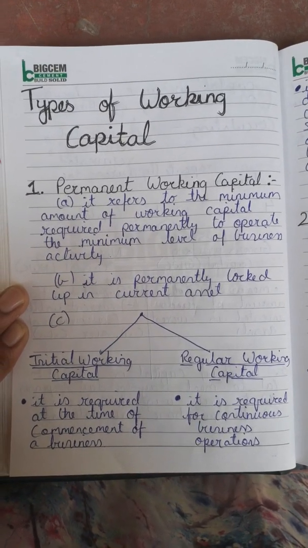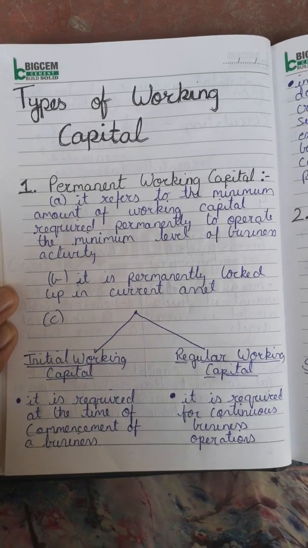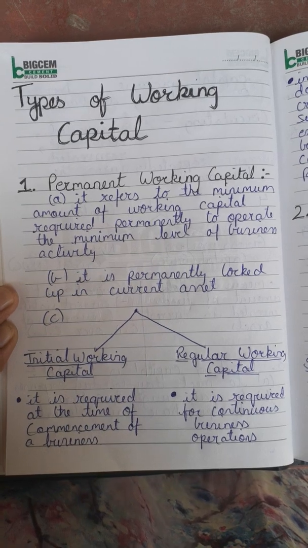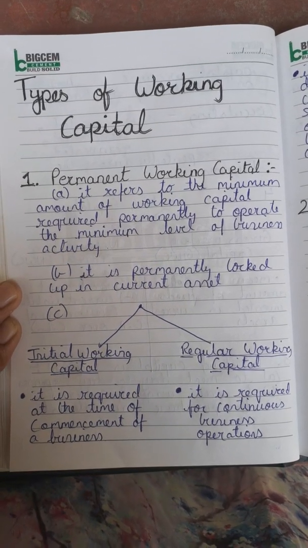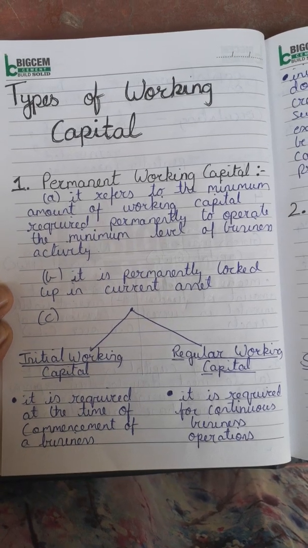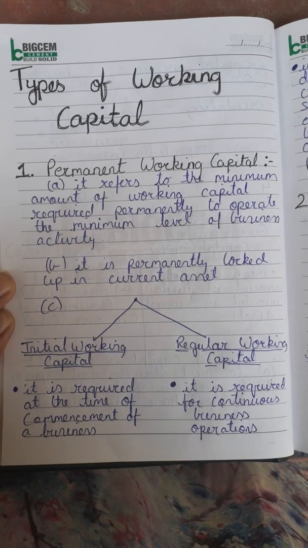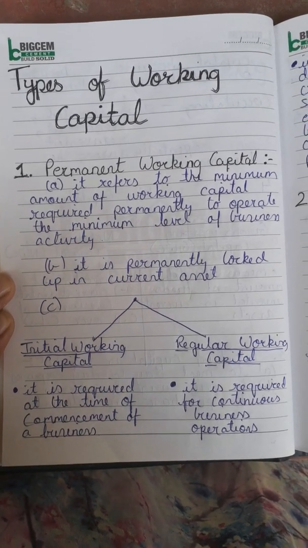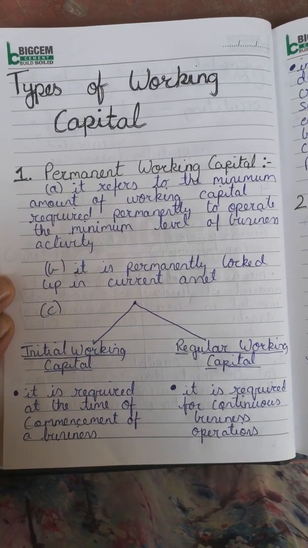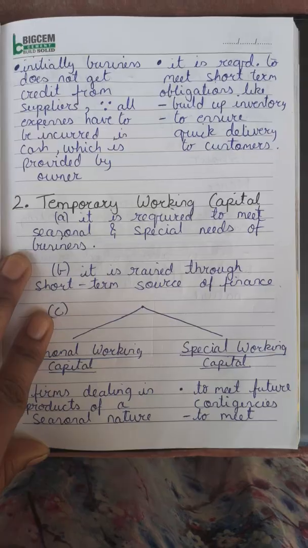Initial working capital, as the name itself suggests, is the capital required initially, or at the time of commencement of business, whereas regular working capital, as the name itself suggests, is required regularly, that is, it is required for continuous and regular business activities.